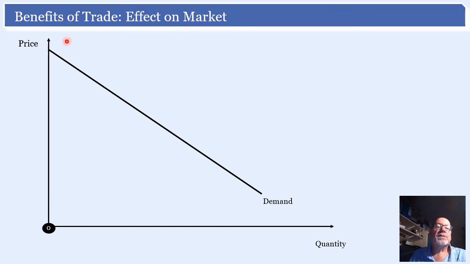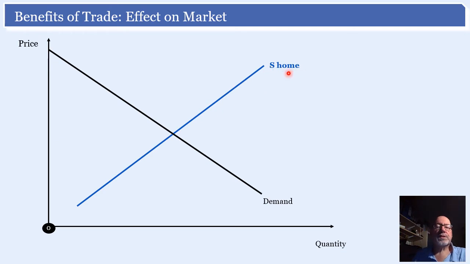So the idea is that in this market here, you have your usual demand curve for a particular product. Let's say it's a car. And you have a domestic supply curve, a home supply curve, okay? In which case the equilibrium will be here, the price in the market would be over here, and the output being produced would be here.